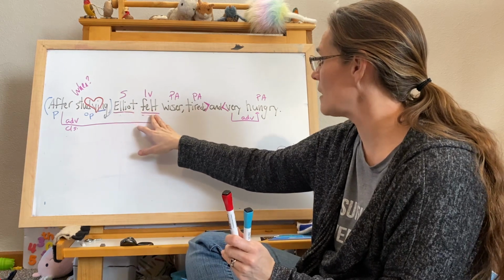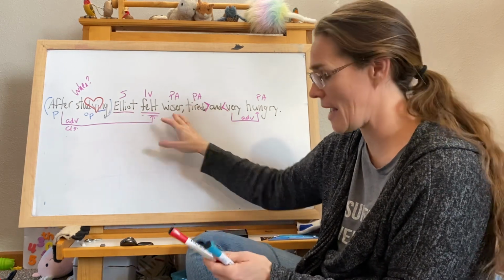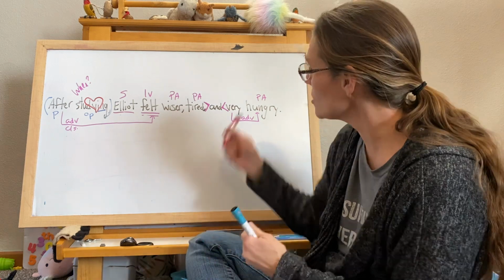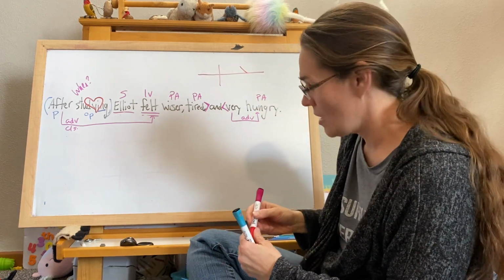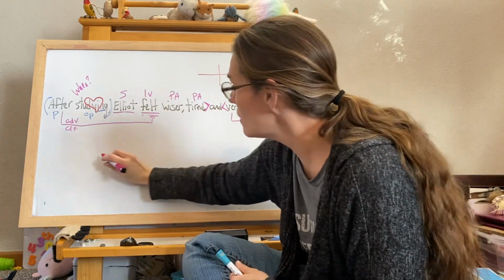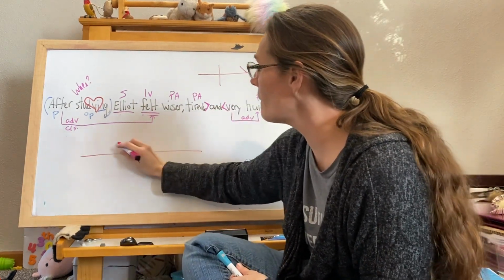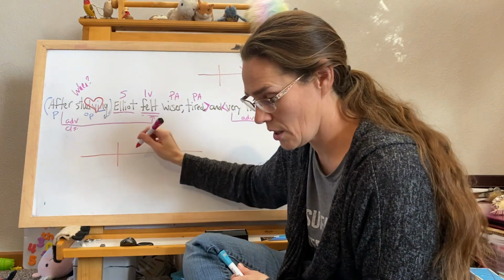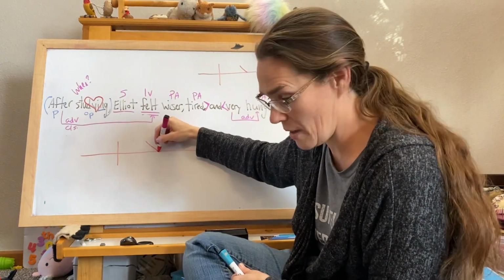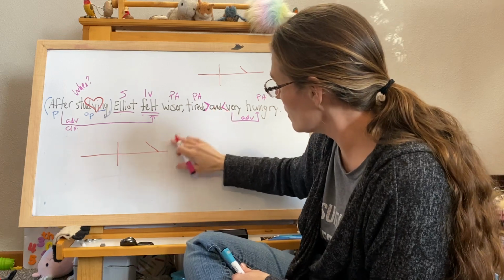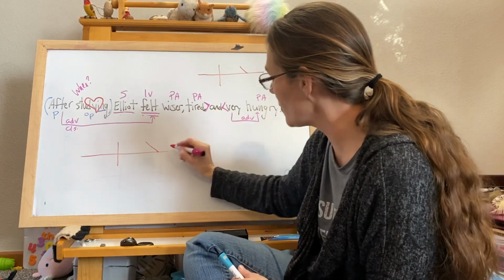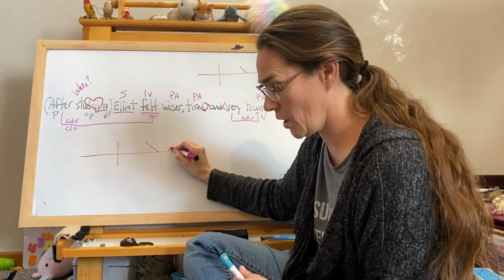Elliot felt wiser is an SVLPA. So remember, we're going to diagram it like this, okay? So we have an SVLPA, our subject, but we're going to run into, we have three predicate adjectives. So we're going to go like this.